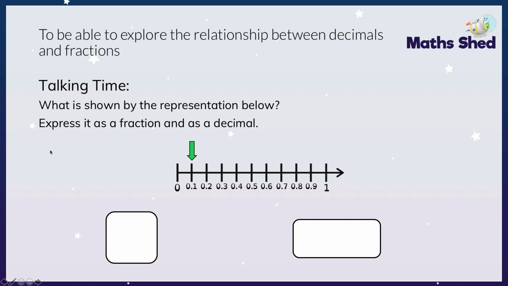There are 10 gaps. We are 1 along, so we are 1 out of 10. Therefore, it is 1/10, like so.